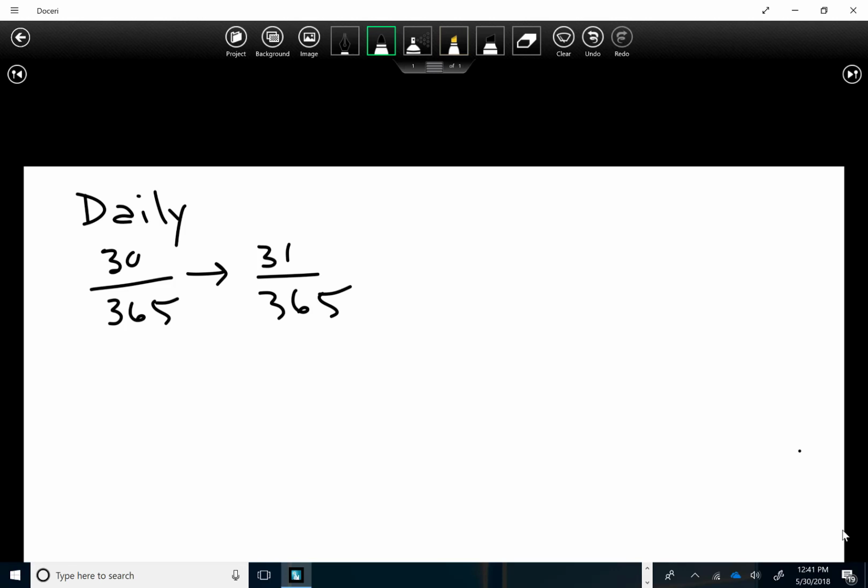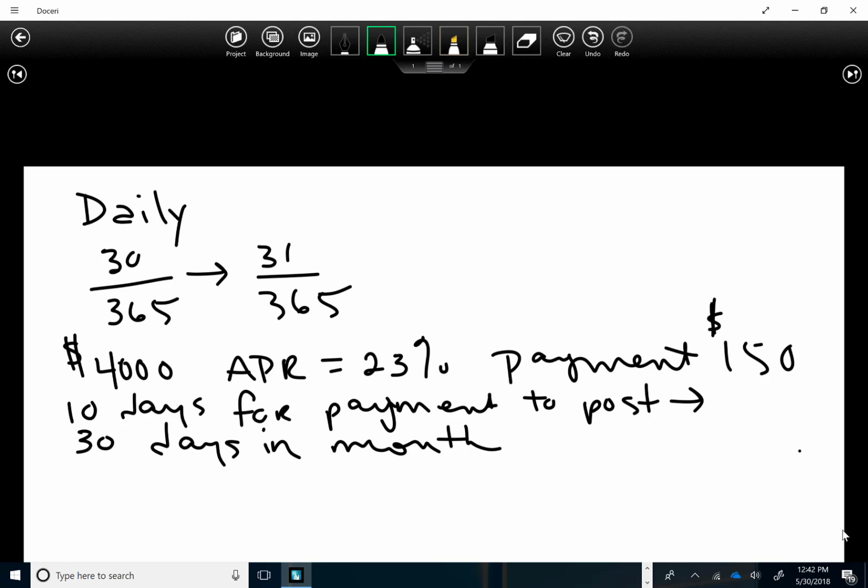So let's just take a look at a problem. There are a couple things that we need to make sure we know about this. First of all, in this problem, we have a balance of $4,000, an APR of 23%. Remember that APR stands for the annual percentage rate, so this is the interest over the course of a year, and we need the average daily balance, so we're looking at daily interest. And we have a payment here of $150.